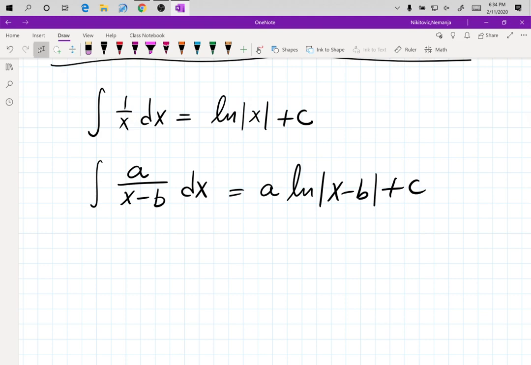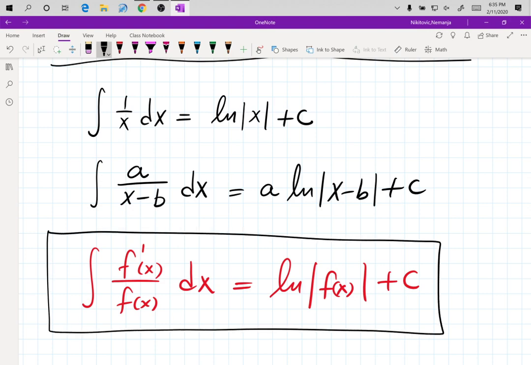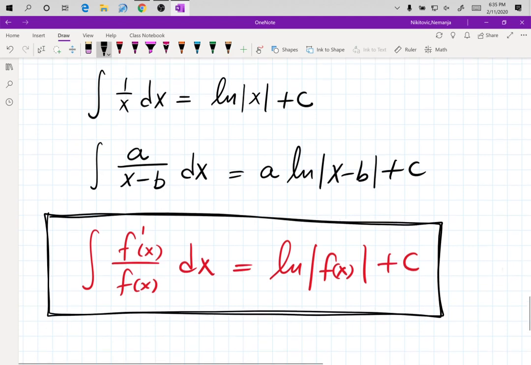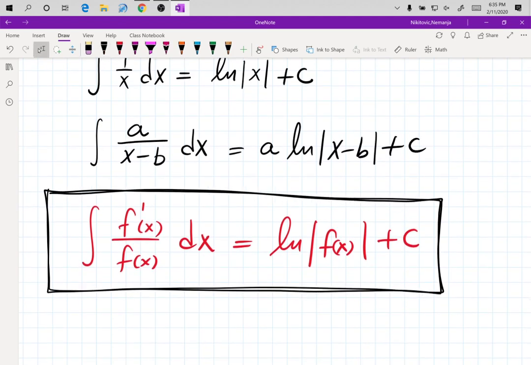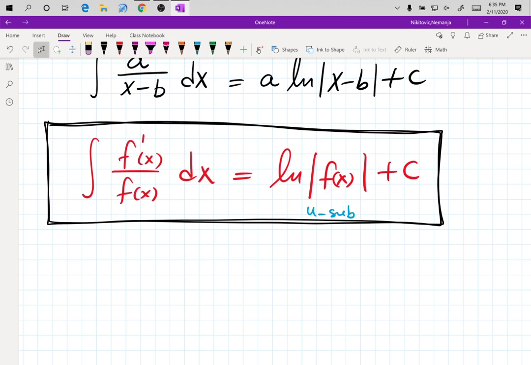And the formula that we all care about, which is the u sub: integral of f prime of x over f of x dx is equal to ln of absolute f of x plus c. This is the boss. And technically, that's your u sub.